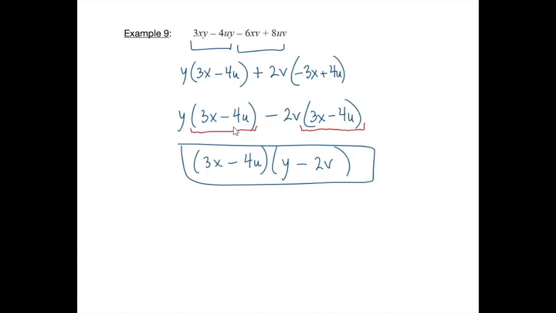Remember, if you cannot get the same expression inside the parentheses here, then the grouping that you're using won't work, and you'll have to try changing the order to get a different grouping. If you've tried all the possible groupings and none of them give you the same expression inside the parentheses, then you can state that the polynomial is not factorable.